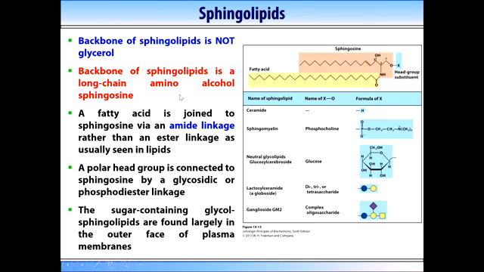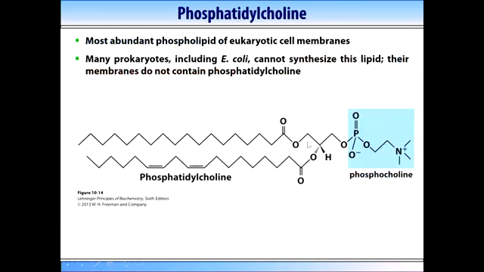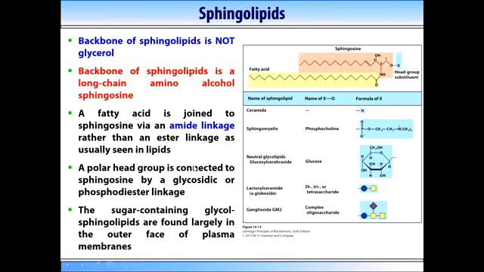An important thing is that the fatty acid is joined to sphingosine via an amide linkage, not via an ester linkage. See, there is an amino, an HCO. It's like a peptide bond, basically. So it's much more stable than the ester linkages we see in the regular glycerophospholipids. A polar head group is connected to sphingosine by a glycosidic or phosphodiester linkage, so very similar to the previous class.